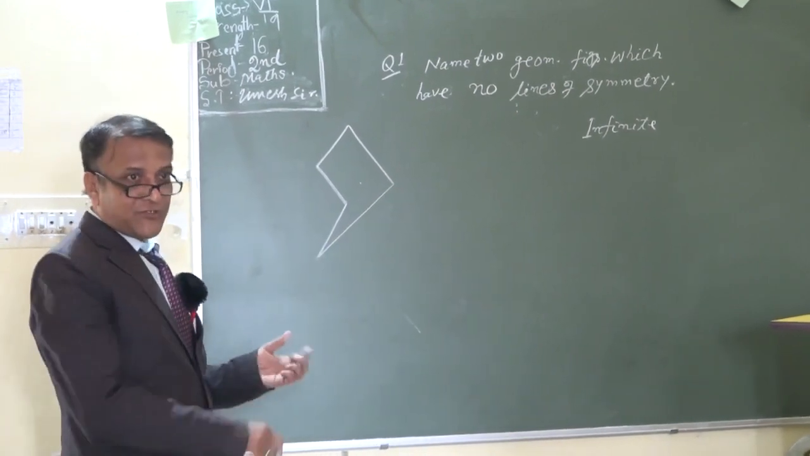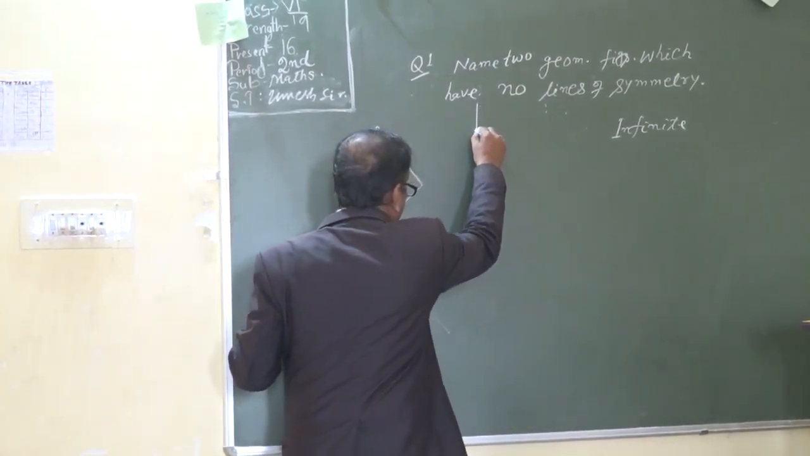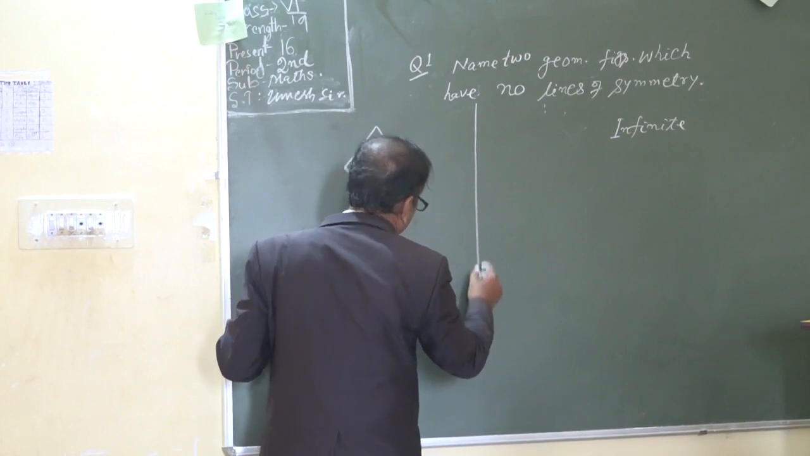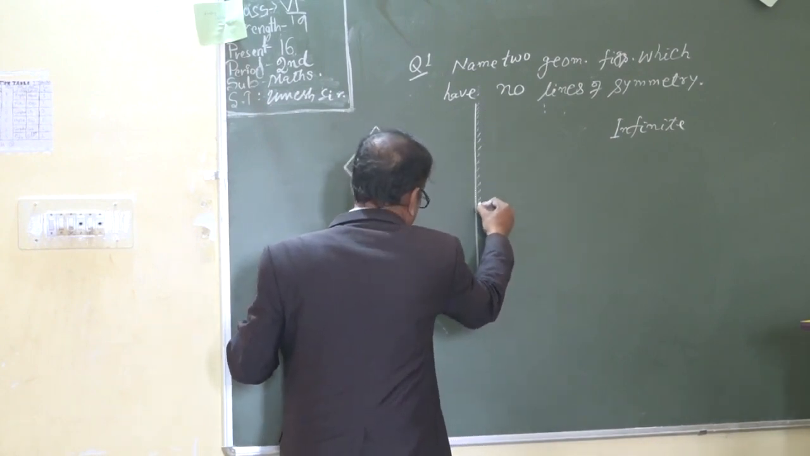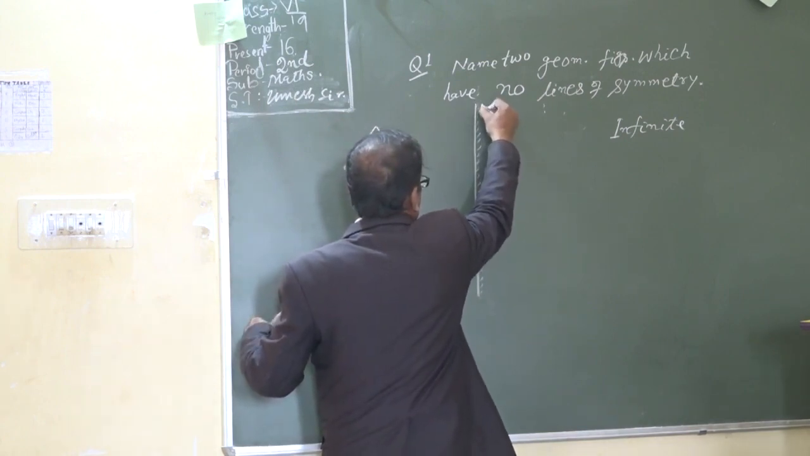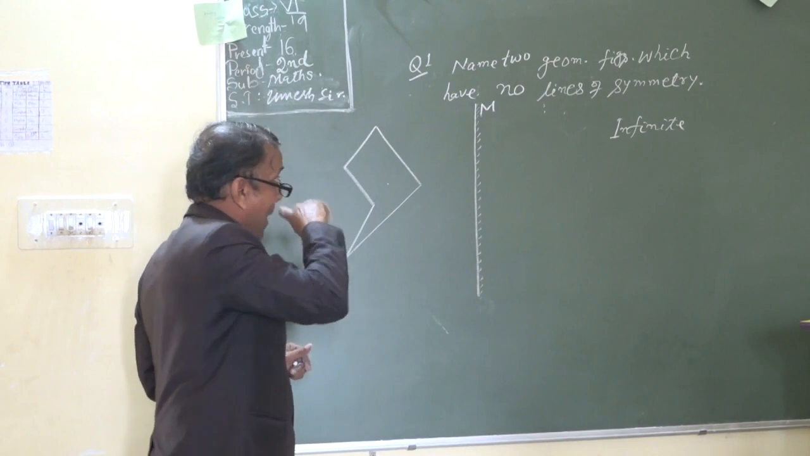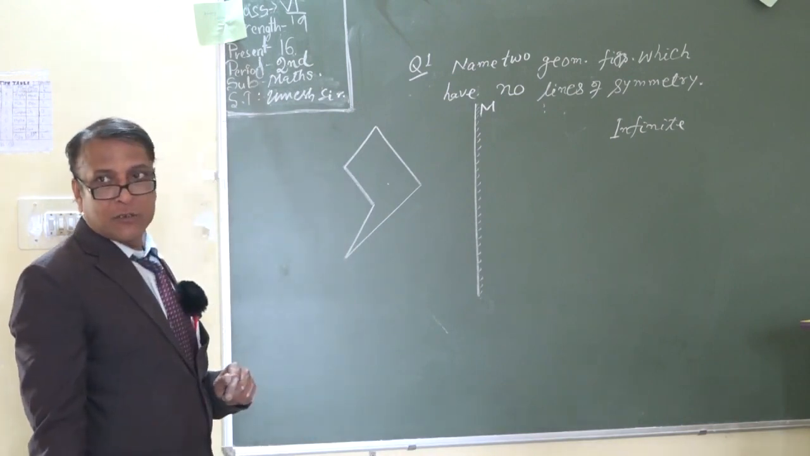Like this, one figure is there, and I want to reflect this figure upon this mirror. This is a mirror, M for mirror. Okay, what will you do first?